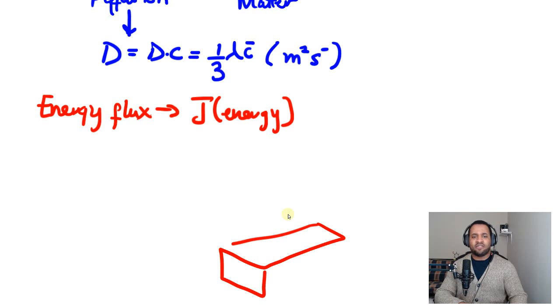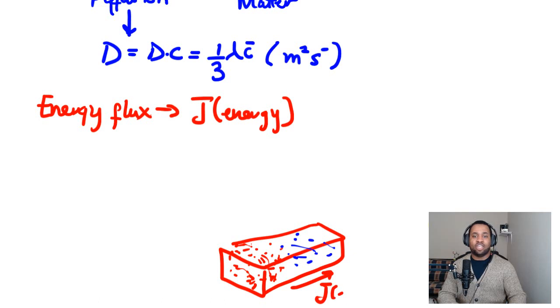If you have a specific container or material that contains various particles, we have particles going from high temperatures in this region to a much lower temperature. What is happening here is that the energy flux takes positive values, which means it is greater than 0.